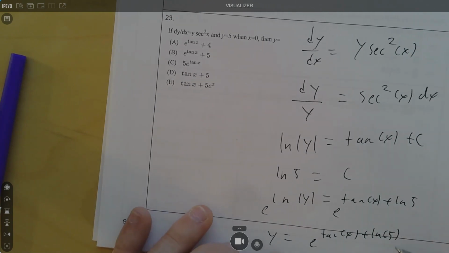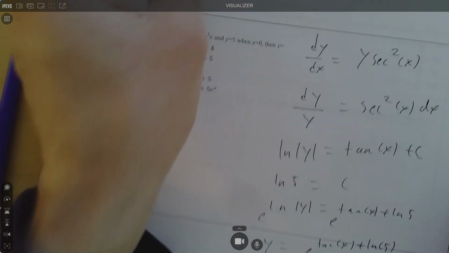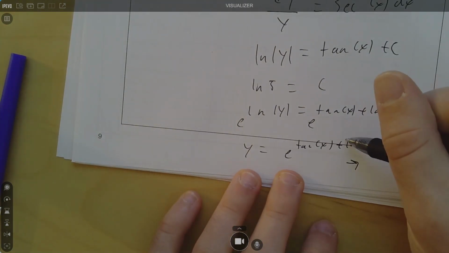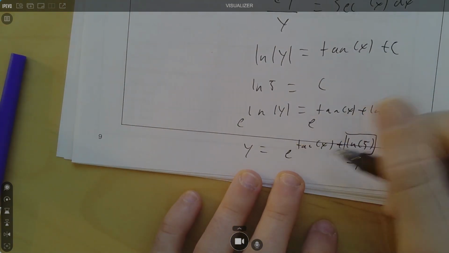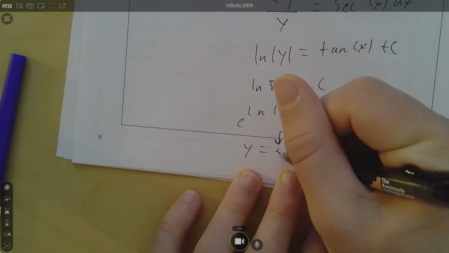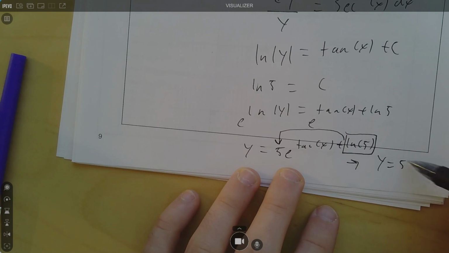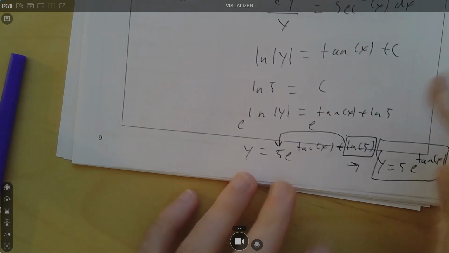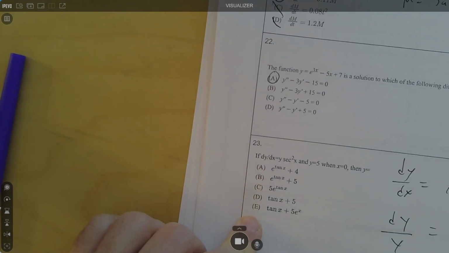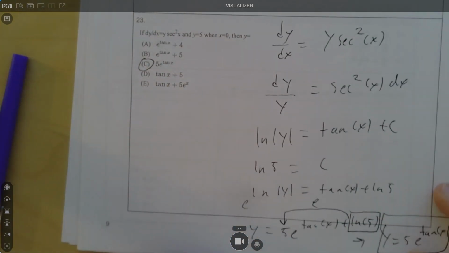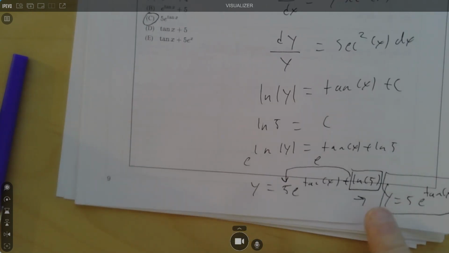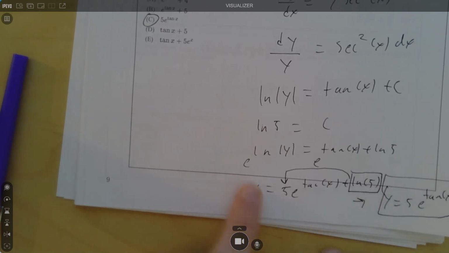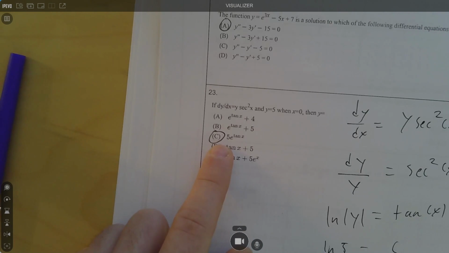And that is the same thing as, this is important, see this ln 5 right here? If you have a plus ln 5 in the exponent of e, that can come down in front as a 5. So this is y equals 5e to the tan x. That is C. Okay, so separation of variables, anti-differentiate, solve for c, plug it in, and then this is a rule where if you have a plus ln 5 in the exponent here, that can come down as a 5 in front. So that's why it is C.